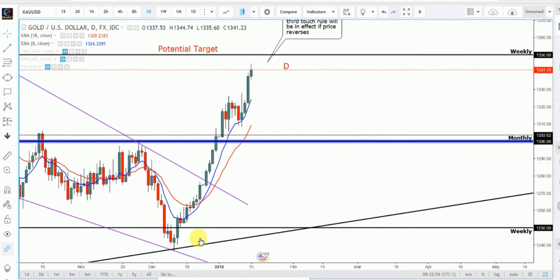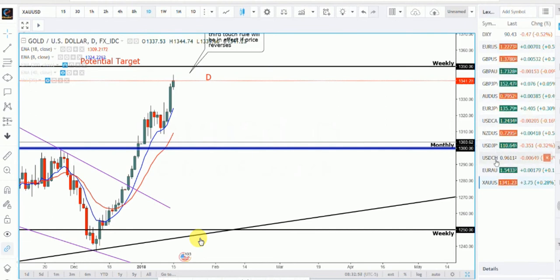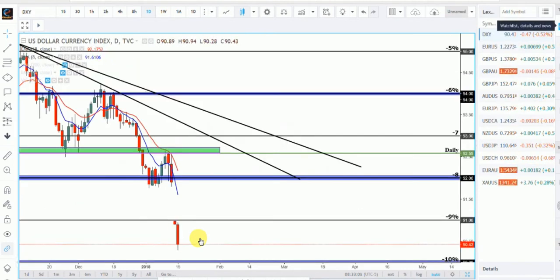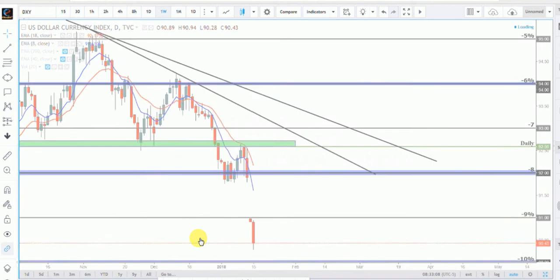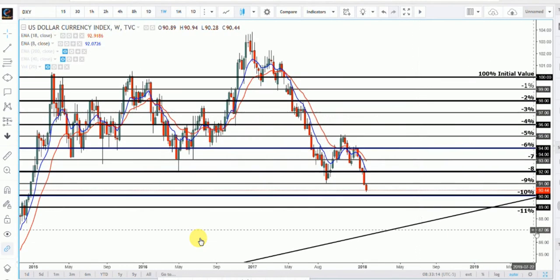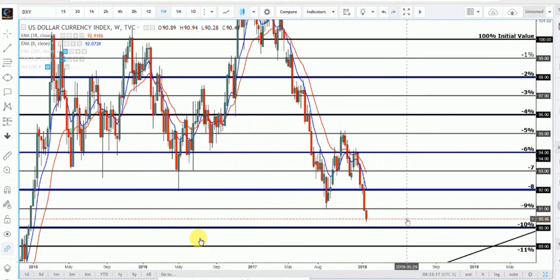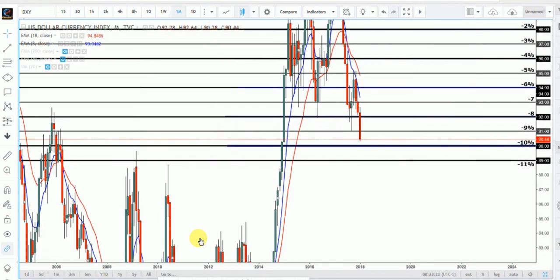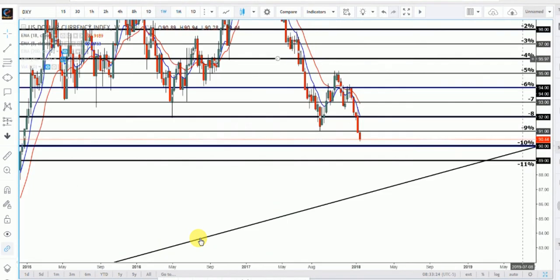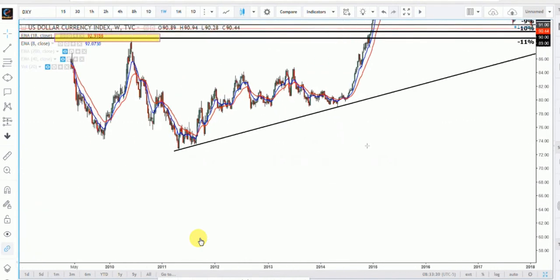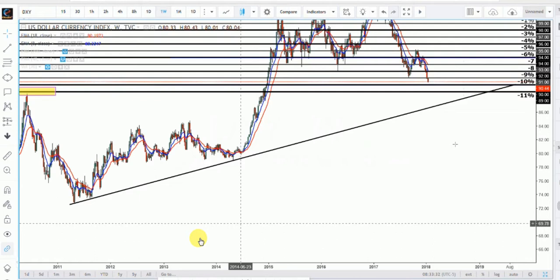Now the next pair I want to look at, first of all, let's find the health. Let's look at the health of the DXY. All right, guys, so here, this is the DXY.